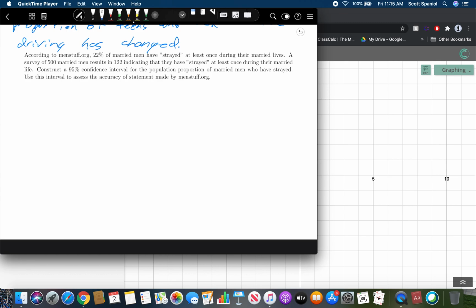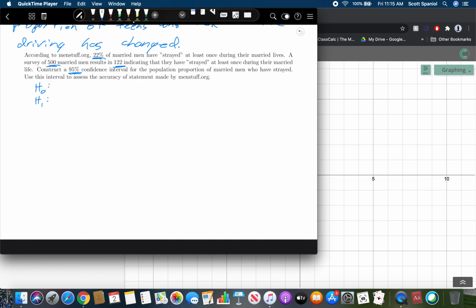Okay, so now you've given it a try. Let's go through it. So according to menstuff.org, 22% of married men have strayed at least once during their married lives. A survey of 500 married men results in 120 indicating that they have strayed at least once during their married life. Construct a 95% confidence interval for the population proportion of married men who have strayed. Use this interval to assess the accuracy of the statement made by menstuff.org.